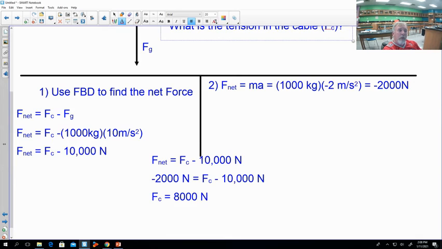All right, I want to do the same thing here, but let's tweak this problem.